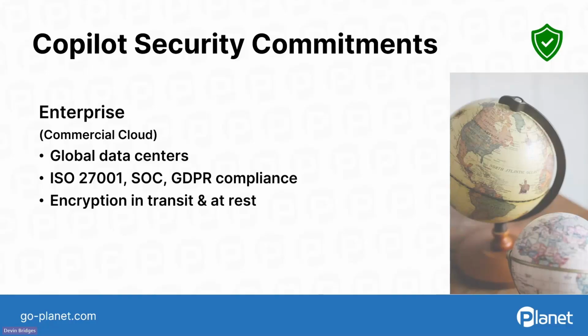The third point here is encryption in transit and at rest. Anytime Copilot is accessing your organization's content, whether that's a Word document, a Teams chat, or a SharePoint file, that data is encrypted while it's moving between services and while it's stored on disk. So your prompts, the context Copilot looks at, and the responses it generates are all being protected using the same encryption that already secures your email and files today.